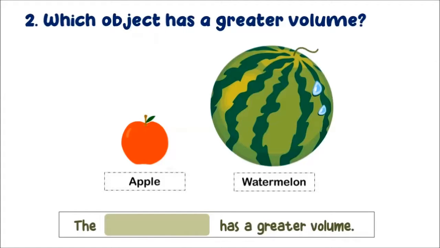Next, number 2. Which object has a greater volume? Yes, of course. The answer is watermelon. So, the watermelon has a greater volume.